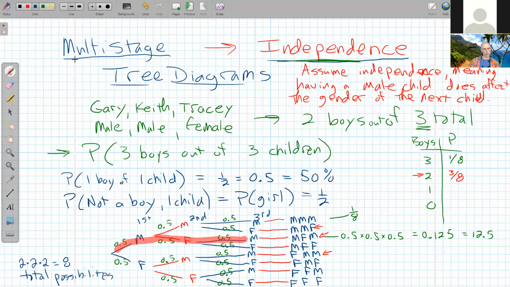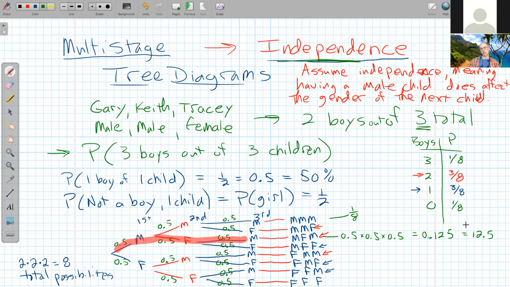Looking for 1 male. Welcome, Julian. 1 male happened in this 4th line here. So I'm counting how many times I saw 1 boy. It happened here, and that one, and then down there, it happened again. So that one looks like 3/8. And then finally, none, that would be all girls, all females. So there is one way that can happen, it looks like.